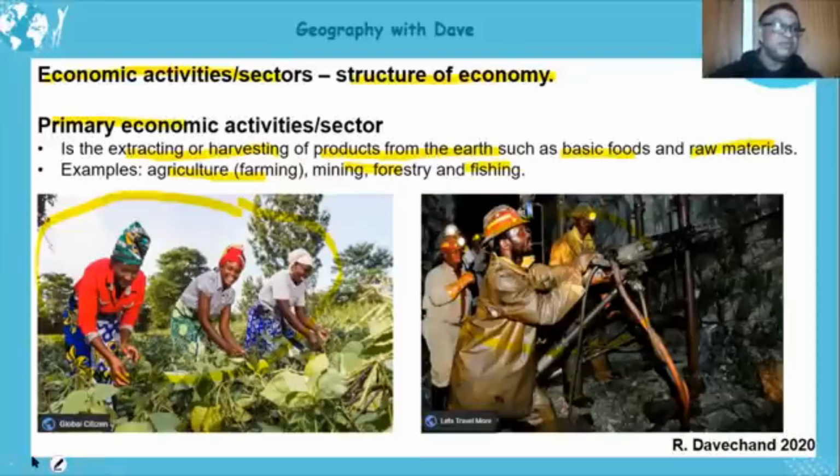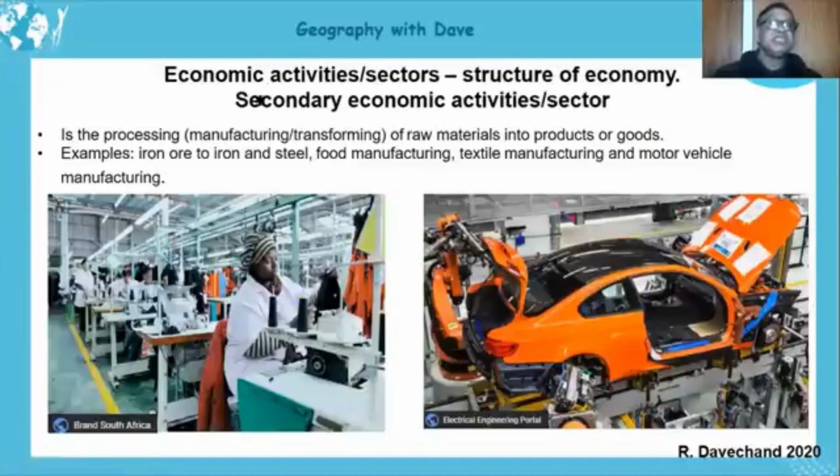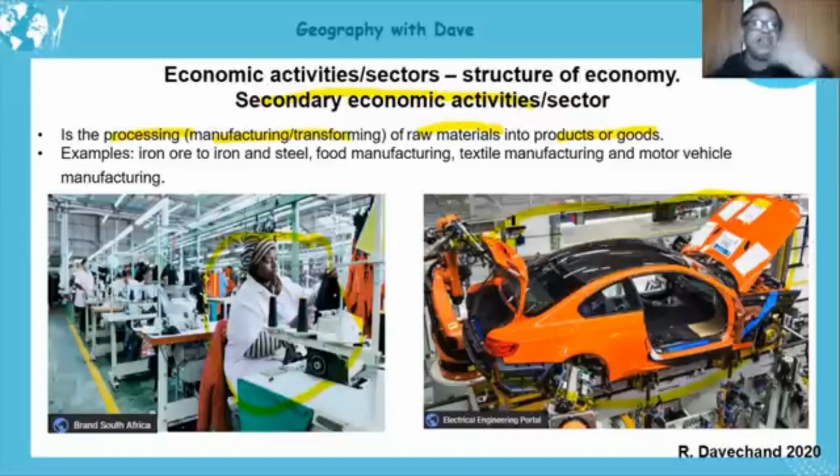Then we got secondary activities, which is processing, that is manufacturing or transforming raw materials into products or goods. This young lady is sewing clothes. Got the cotton which was farmed, now it's sewing. You understand? Yeah, they're using the iron and steel. First it was iron ore, it was developed into iron and steel, and they're manufacturing the cars.